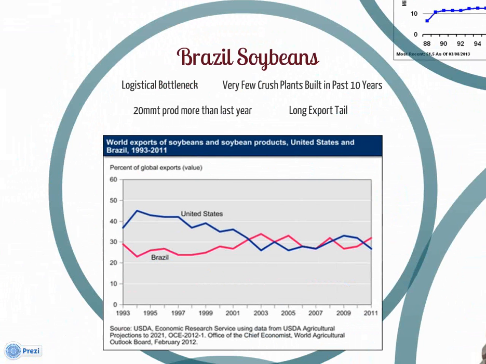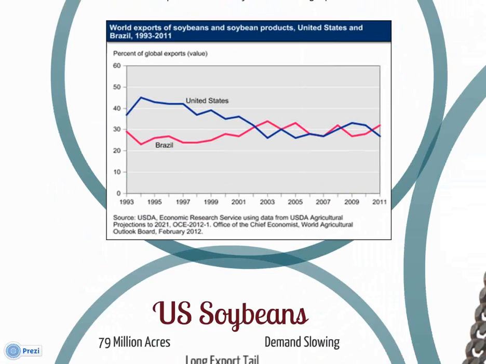As far as Brazil soybeans, we've got logistical bottlenecks also contributing to the long export tail. All this means is that they'll have more beans to sell at the end of the season when the United States starts their marketing. We have very few crush plants that have been built in Brazil in the past 10 years. Why is that important? Well, we're going to have 20 more million metric tons produced in Brazil this year than last year, and none of it is going to go into the domestic crush. It's going to go into the export market. And that's just going to compete with the United States even further.